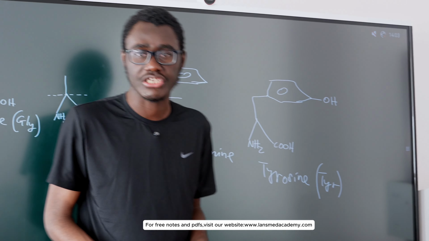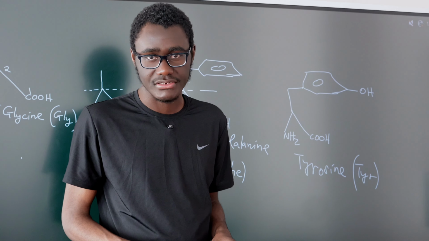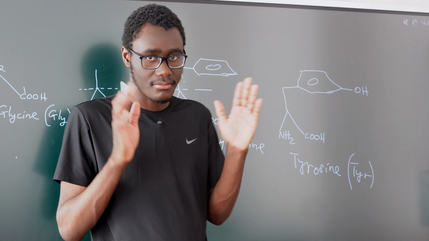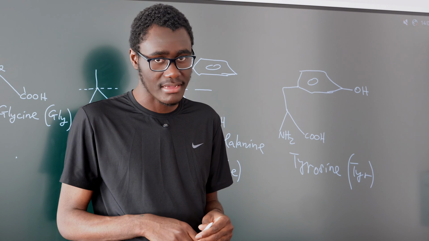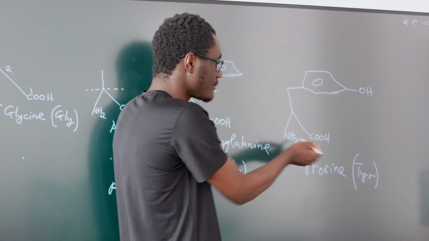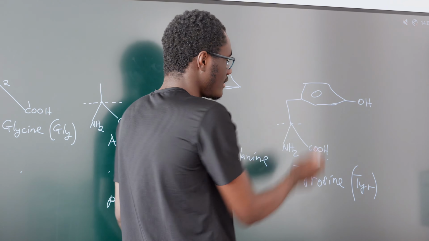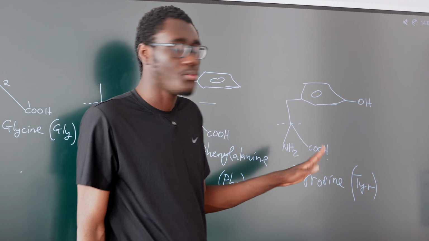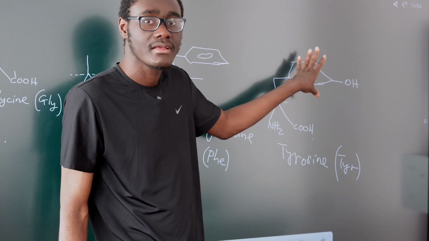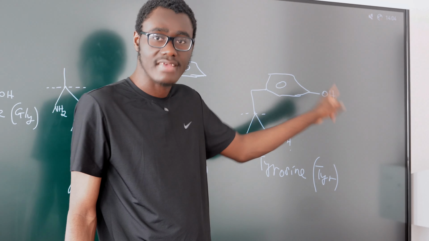So you can see the logic in this, that the amino acids are so similar to each other that it's very simple to recall. Firstly, when we want to draw any amino acid, always start with the base, amino group and carboxylic acid group. And this is the simplest. It is glycine. When you add a methyl group to it, it becomes alanine. Phenyl group, phenylalanine. Phenylalanine with an OH group becomes tyrosine.